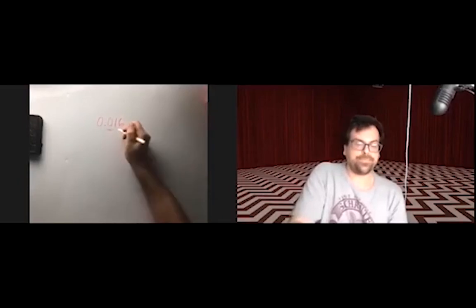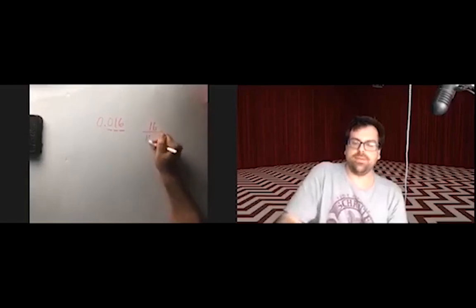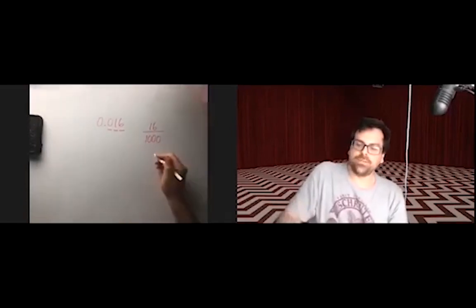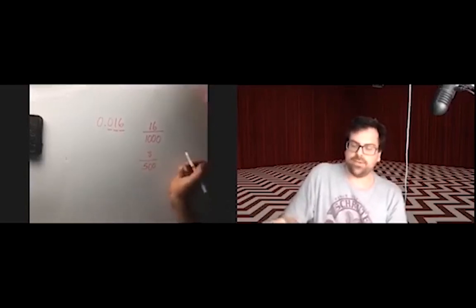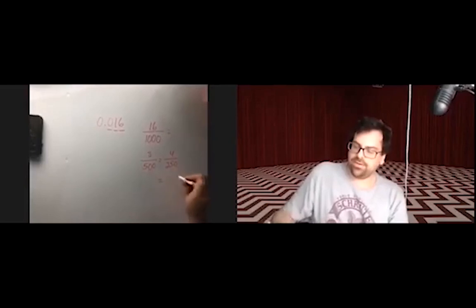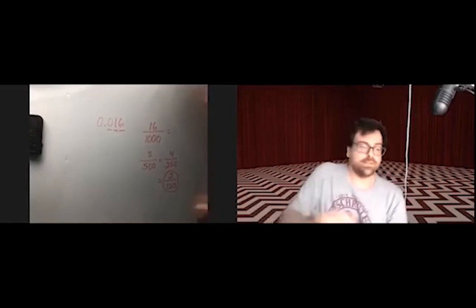0.016, tenths, hundredths, thousandths, 16 thousandths. This reduces because they're both even. Divide them both by 2. These are both even. Divide them both by 2. These are both even. Divide them both by 2. 2 over 125. This is how we convert decimals to fractions.